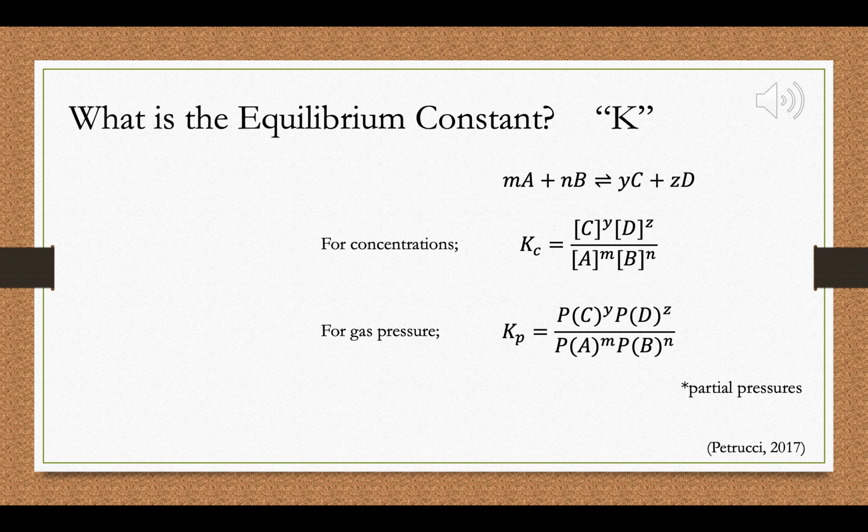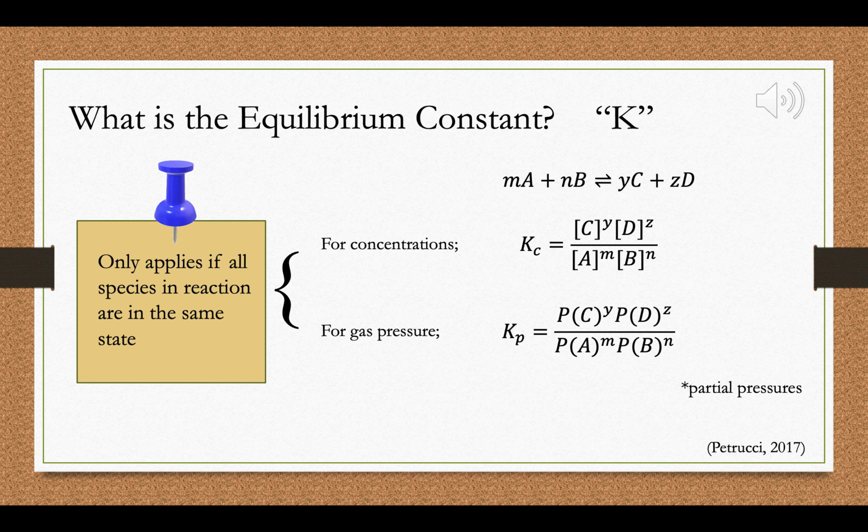The equilibrium constant is represented by the letter K, and it indicates the ratio of products to reactants at equilibrium. When measuring concentrations, the K value has a subscript C and is calculated by the equilibrium concentrations of each product to the power of their stoichiometric coefficients, divided by the equilibrium concentrations of each reactant to the power of their stoichiometric coefficients. When measuring gas pressure, there's a subscript P, and the K value is calculated in the same way, except the equilibrium concentrations are replaced with the equilibrium partial pressures.